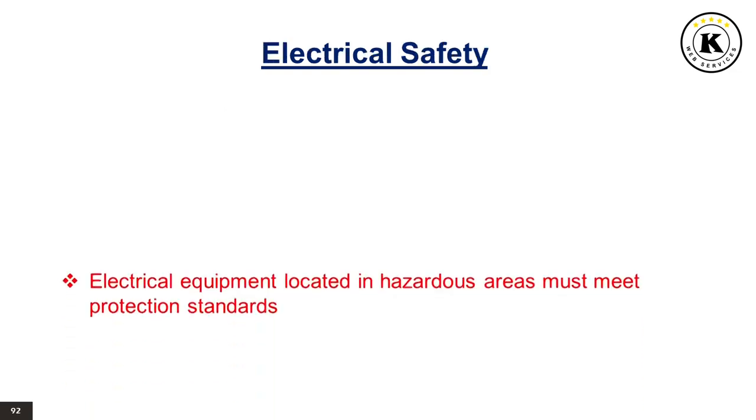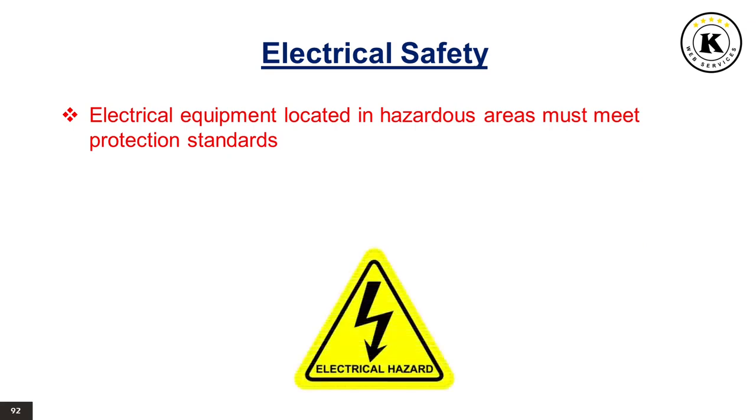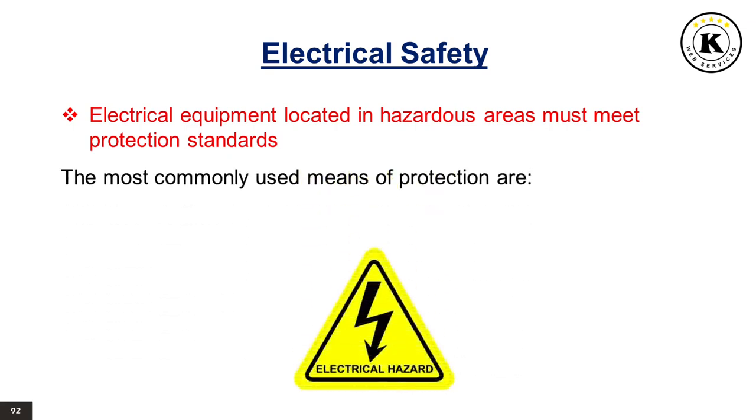Electrical safety. Electrical equipment located in hazardous areas must meet protection standards. The most commonly used means of protection are intrinsic safety. This is a protection technique for safe operation of electrical equipment in hazardous areas by limiting the energy, electrical and thermal, available for ignition. Explosion proof.